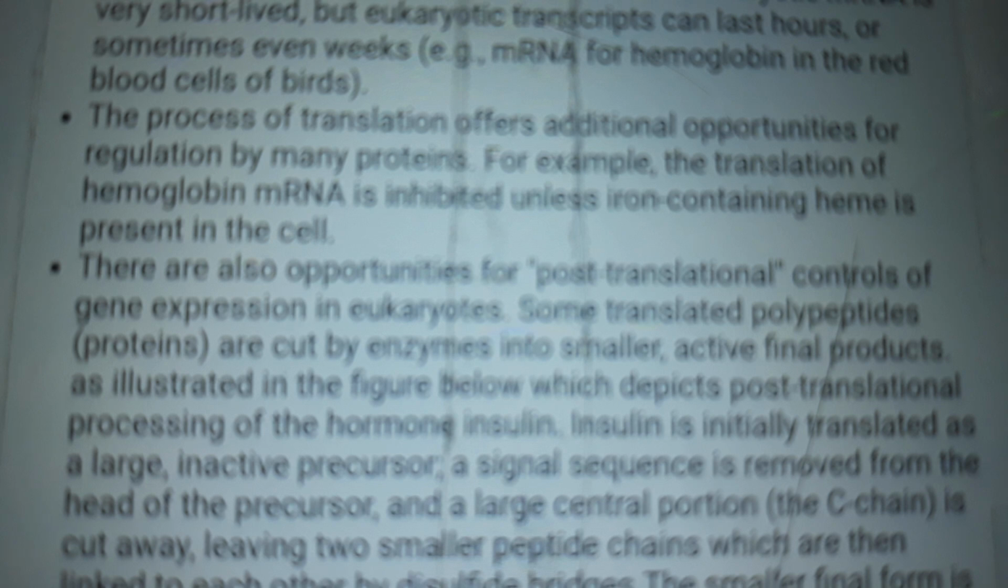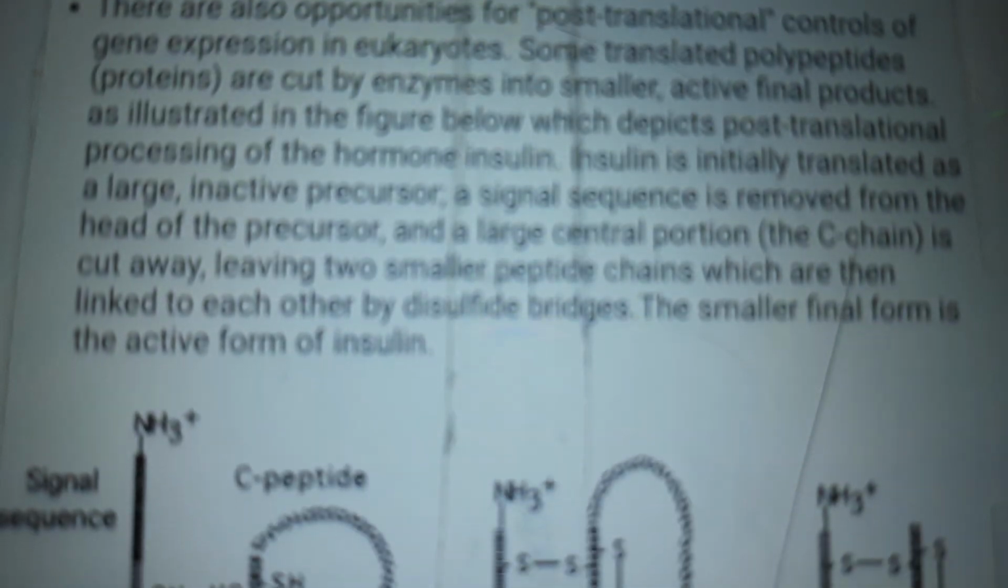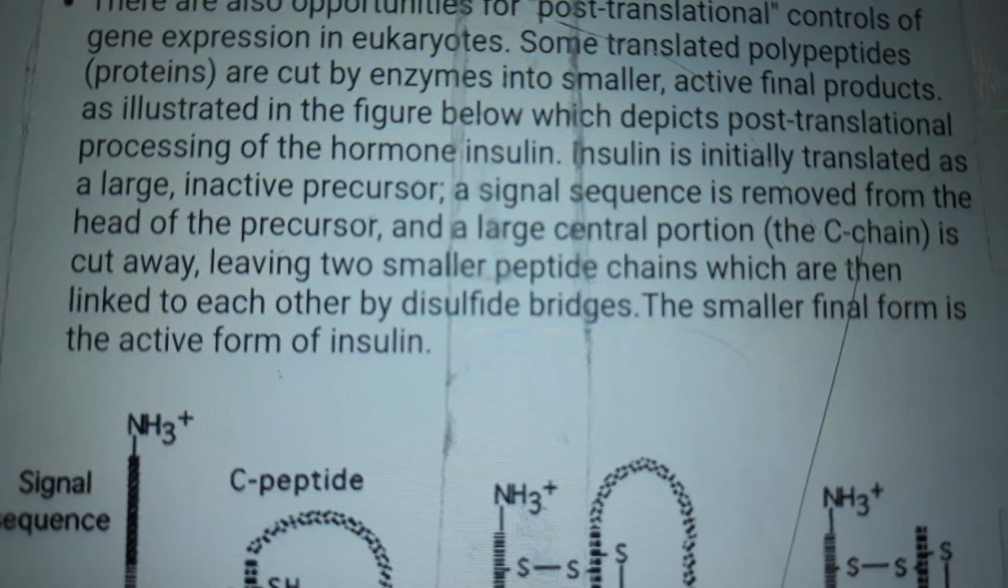Now going into the subject matter proper, variation in the longevity of the mRNA provides yet another opportunity for control of gene expression. Prokaryotic mRNA is very short-lived, but eukaryotic transcripts can last hours or sometimes even weeks, for example, mRNA for hemoglobin in the red blood cells of birds. The process of translation offers additional opportunities for regulation by many proteins. For example, the translation of hemoglobin mRNA is inhibited unless iron-containing heme is present in the cell.